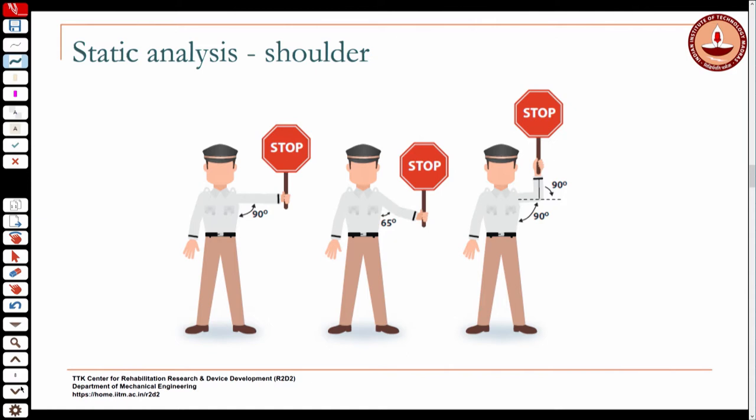Okay. So, we looked at the forearm. The next portion that we will look at is a static analysis at the shoulder joint. A lot of activities that we do involve holding our arms at specific positions and perhaps carrying a load. Even if you are not carrying a load, I could just have my arm outstretched like this and that would still be acting on my arm, right.